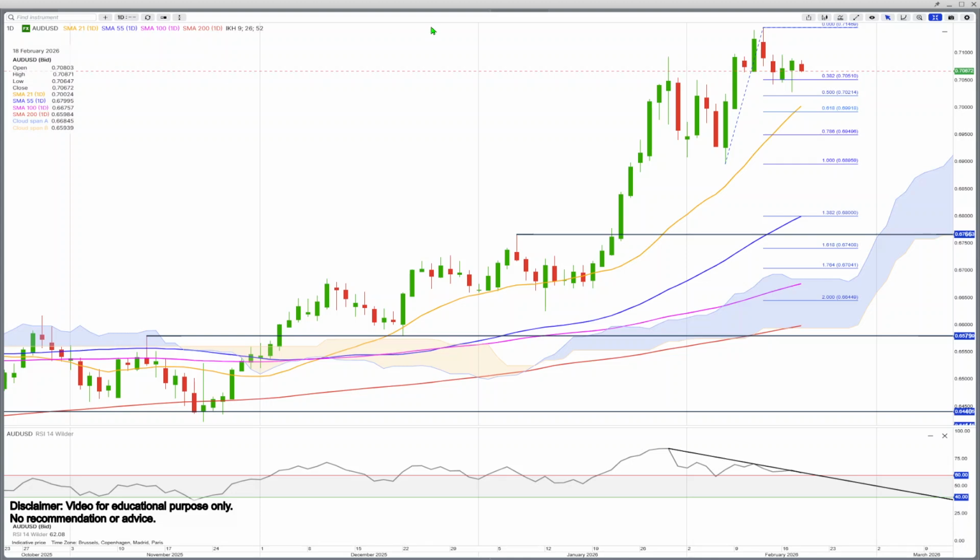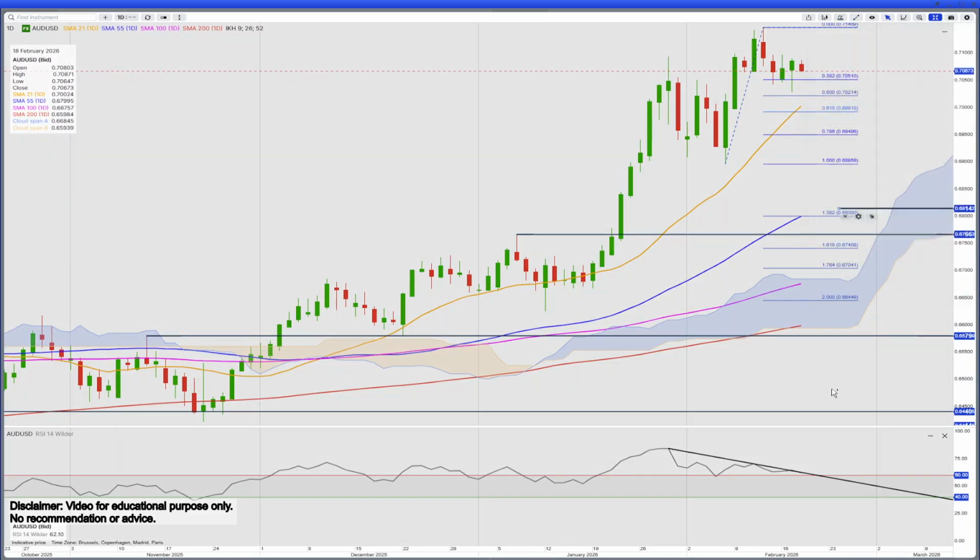Aussie dollar, well, it can't make up its mind, can it? I mean, it's still in a bullish trend, and it should push higher, but it's also stretched with the RSI showing exhaustion mode. So the RSI needs to take out the falling trend line there.